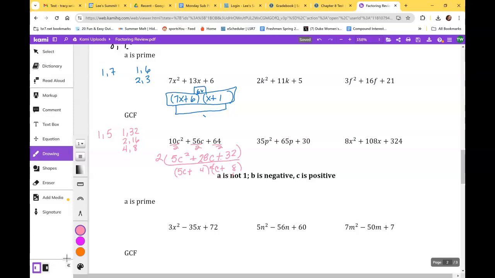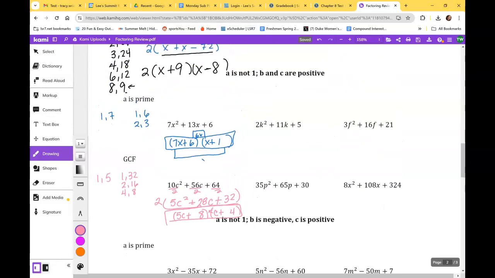Okay, and before I move on, I'm going to trade them and see if trading them works. So I have an 8 and a 4. That gives me 8c here and 20c here. That works. So I don't have to go any further. So I have 5c plus 8 times c plus 4.